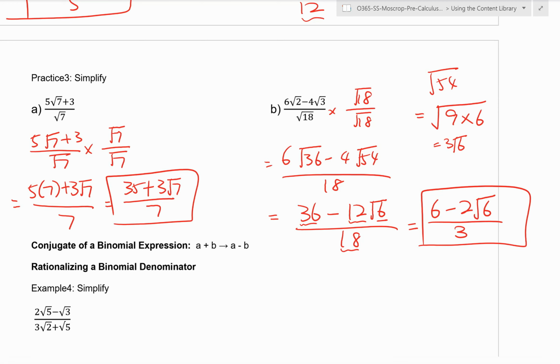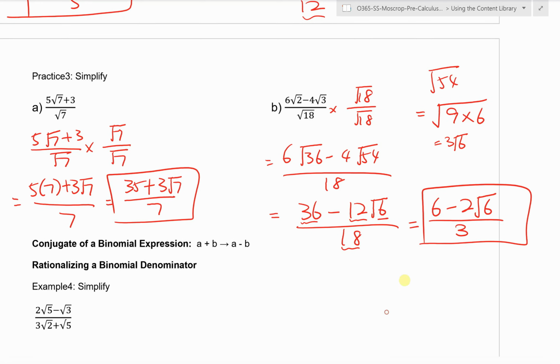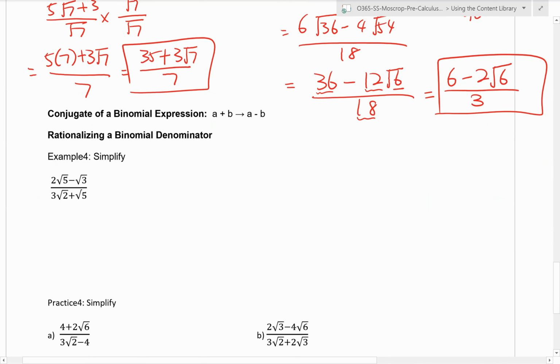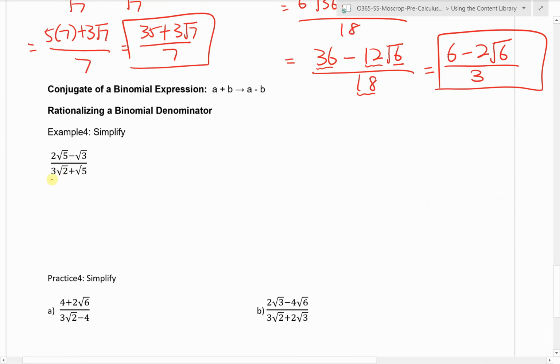Okay, so that's how you deal with radicals in a denominator with one single radical. Now, that's not always the case. Sometimes you will end up with binomials like this: 3 root 2 plus root 5.